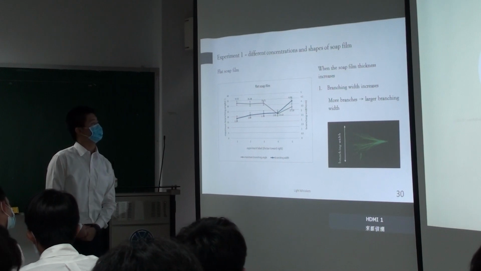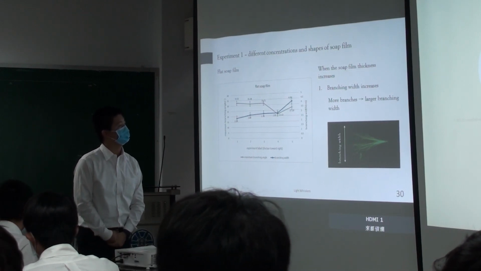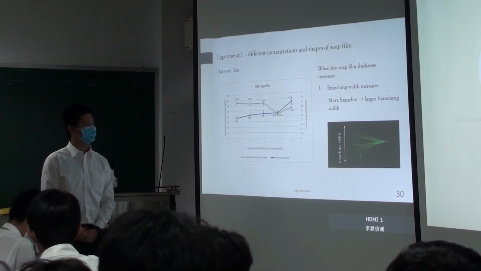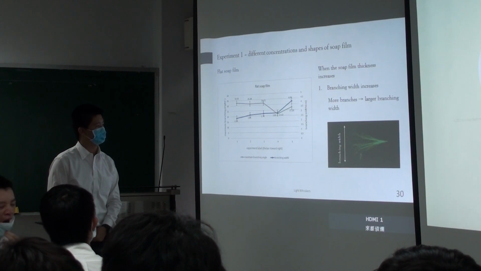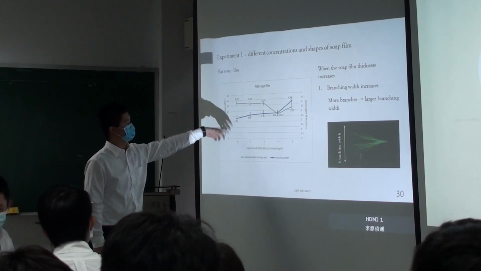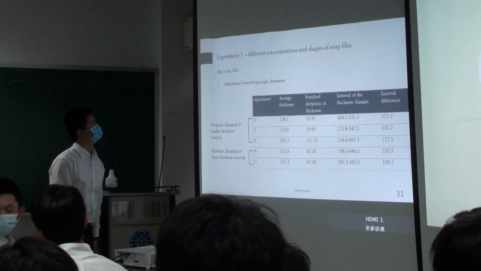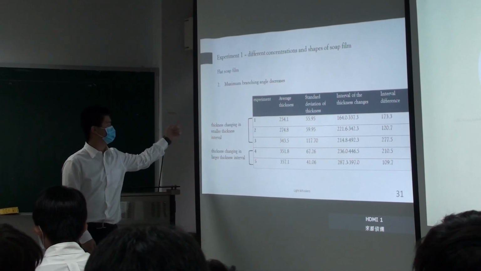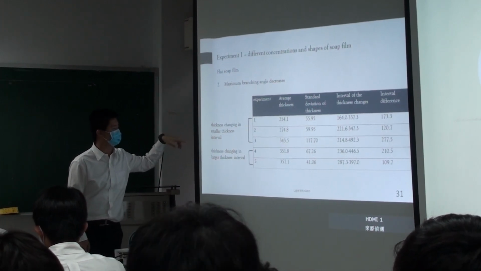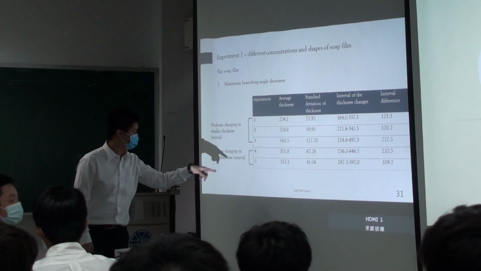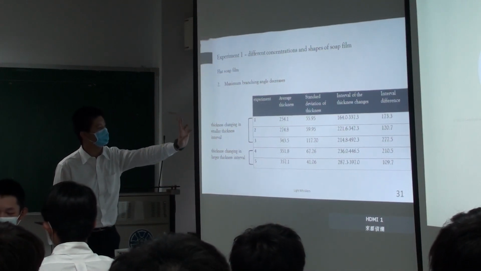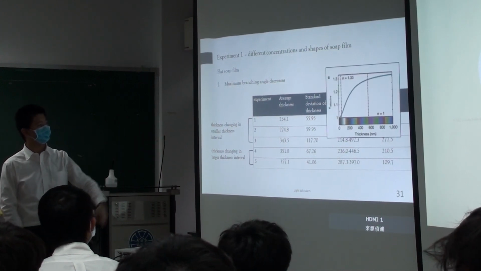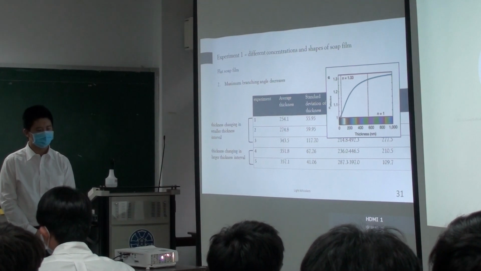Now, for different concentrations and shapes of the soap film, when the soap film thickness is increased, we notice that the branching width increases, and more branches equals a larger branching width, which you can see in this diagram itself. Now, as the maximum branching angle decreases, you can see the thickness changing in a smaller thickness interval, and in the larger thickness interval. You can see the interval difference right there, and then the average thickness right here. And that's the one we use for the end.